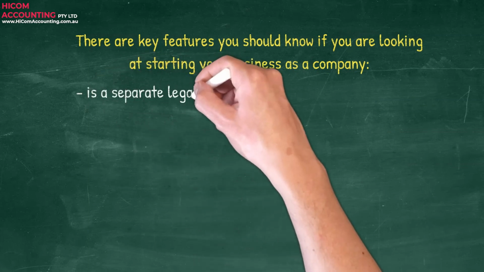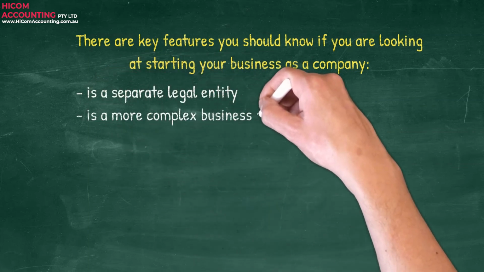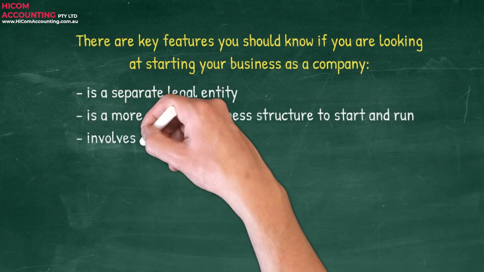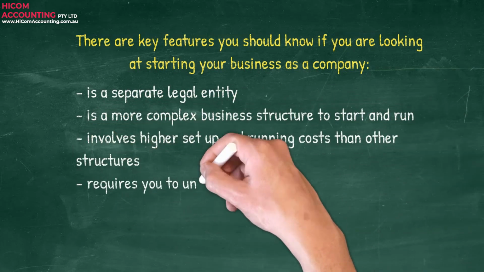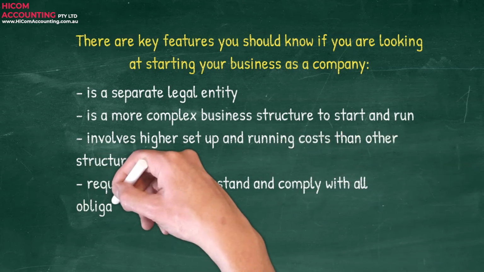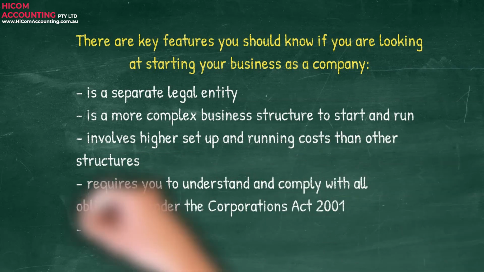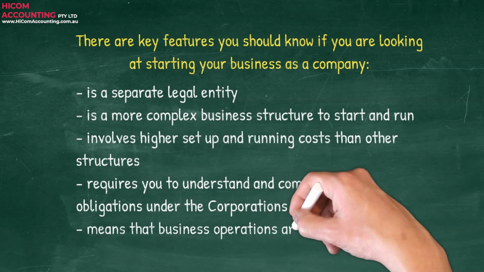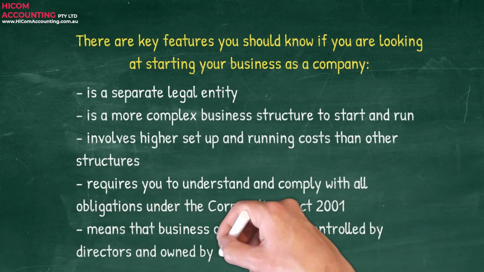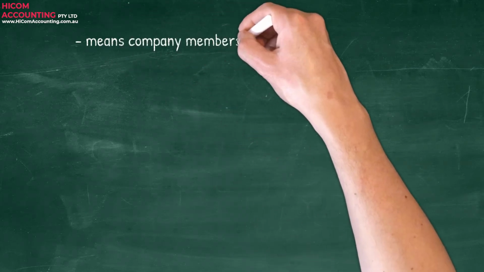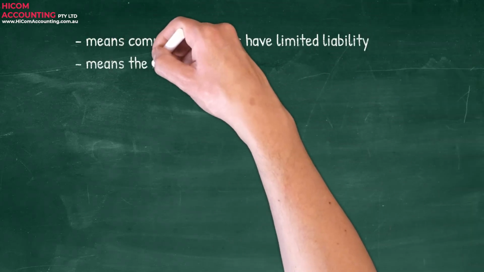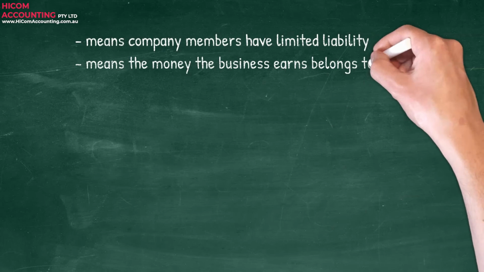Is a separate legal entity. Is a more complex business structure to start and run. Involves higher setup and running costs than other structures. Requires you to understand and comply with all obligations under the Corporations Act 2001. Means that business operations are controlled by directors and owned by the shareholders. Means company members have limited liability. Means the money the business earns belongs to the company.